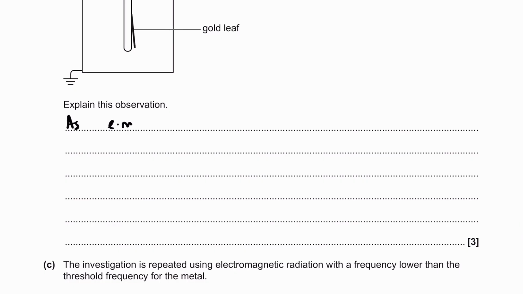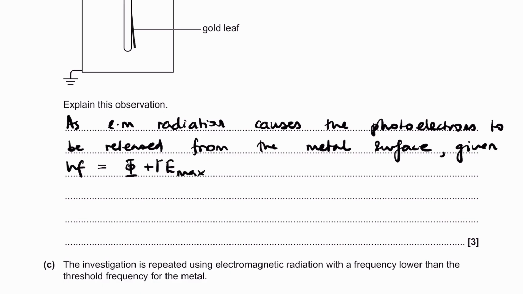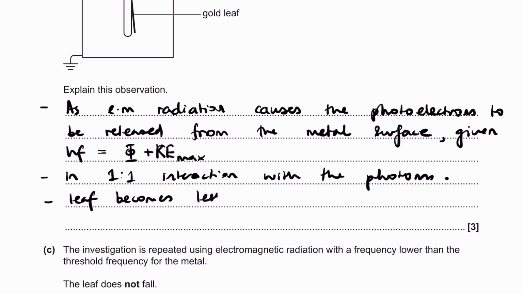As the EM radiation causes the photoelectrons to be released from the metal plate in, again, one-to-one interaction with the photons, because what happens is one electron gains one photon, and thereby gains the energy of it. Therefore, the leaf will become less negatively charged or slightly positively charged, so it will fall back to the metal rod. Okay, so that's basically how it would work.